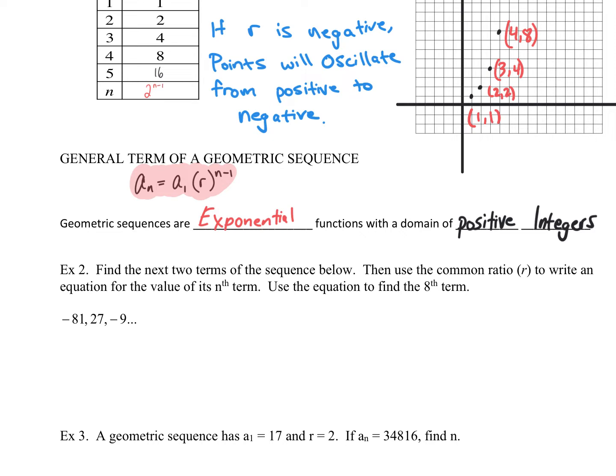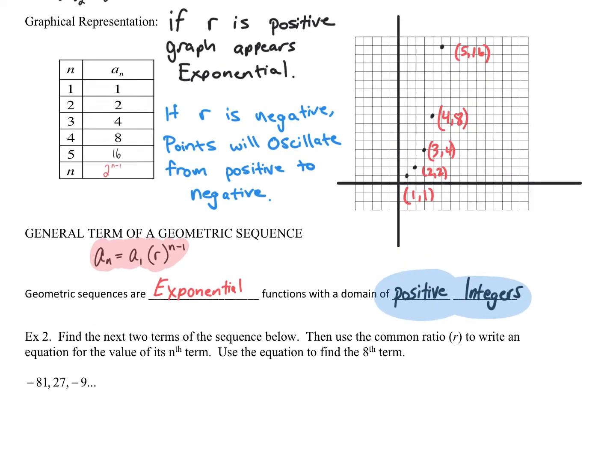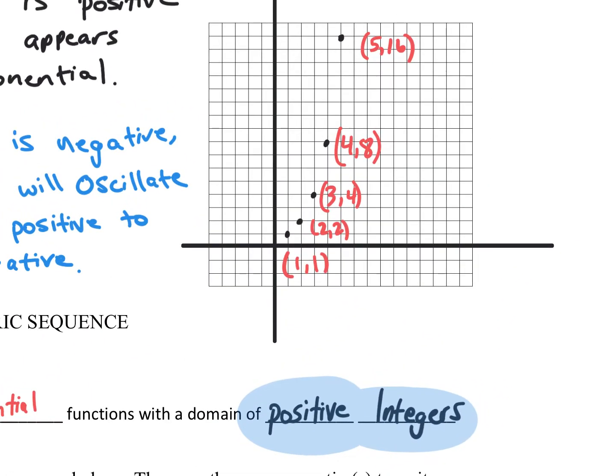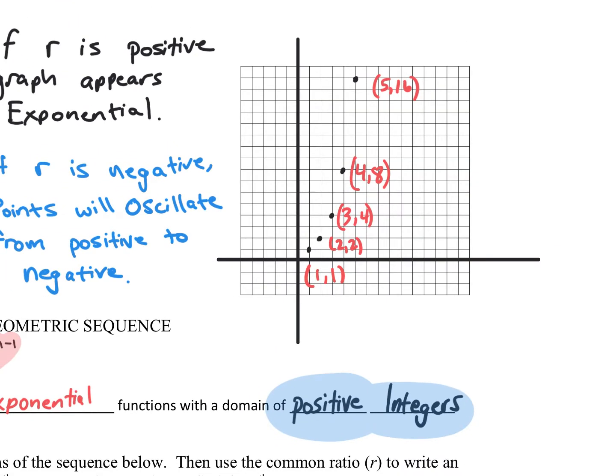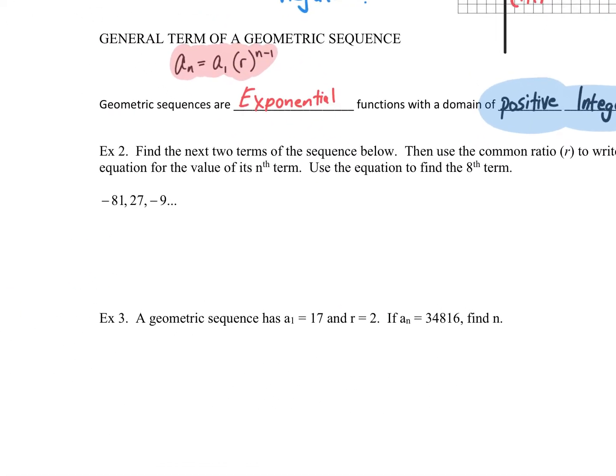So geometric sequences are exponential functions with a domain of positive integers. Right? Because our domain is positive integers, that's basically why our line was not connected on our graph. Our sequence is simply those key points. So let's look at some examples here.